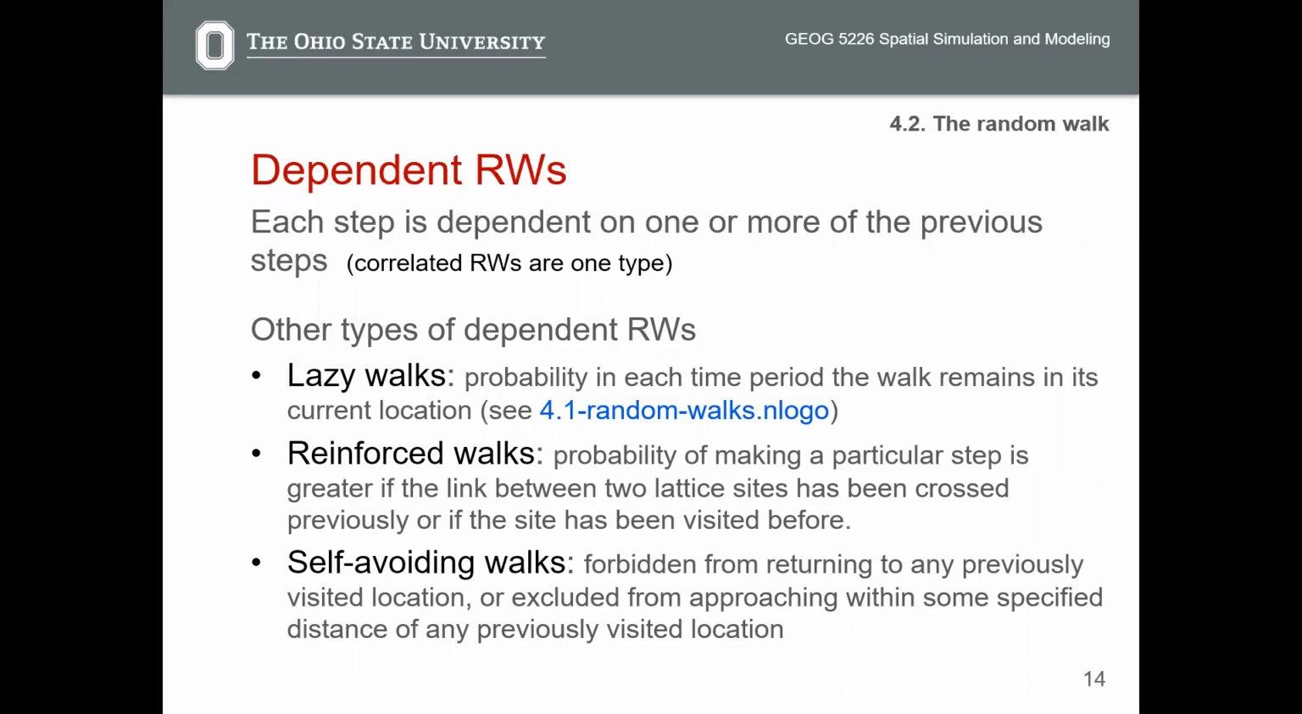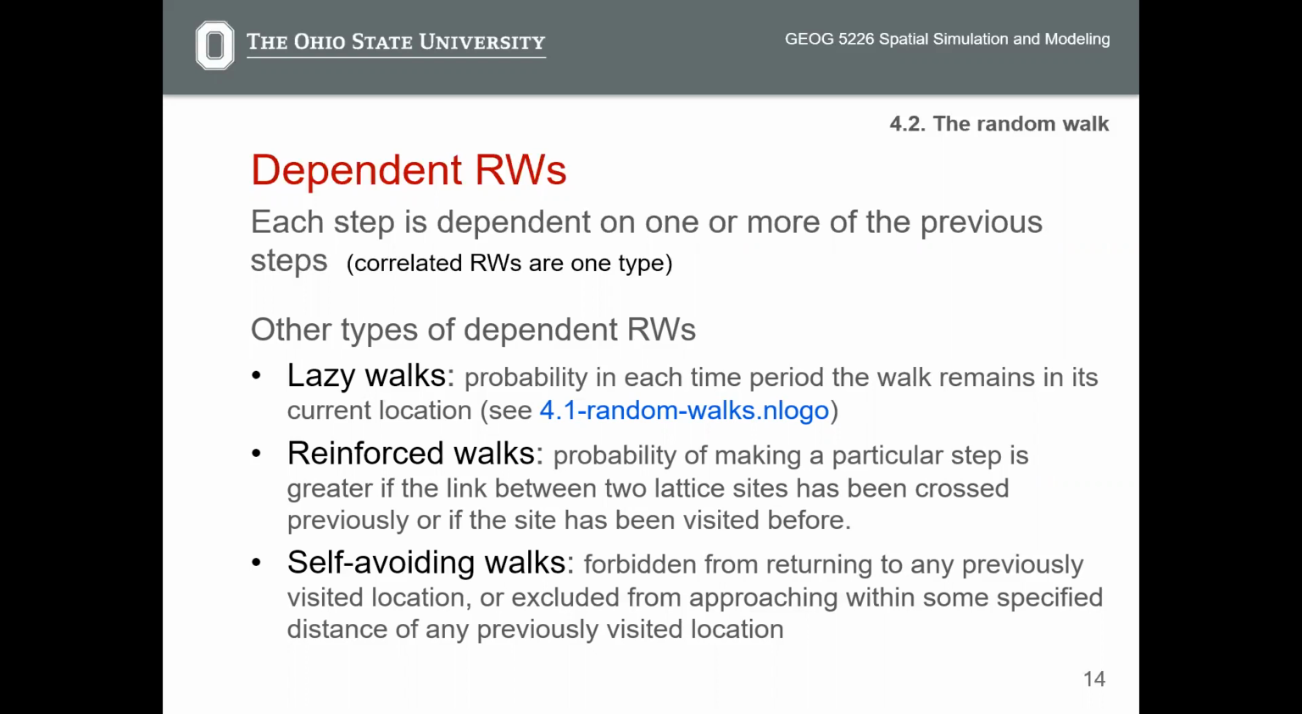And the next one is called reinforced walks. The probability of making a particular step is greater if the link between two lattice sites has been crossed previously, or if the site has been visited before. It means that in reinforced walks, it's more likely to visit a place that the walker has visited before.